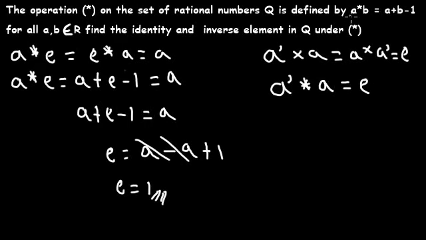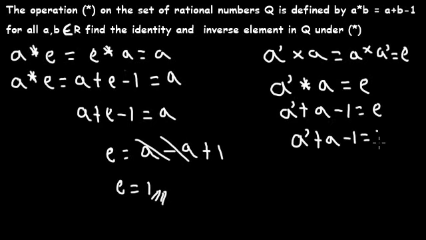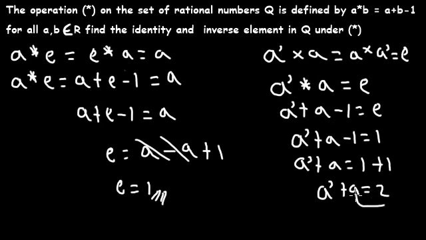Now from the definition of the operation, combining the two gives us A prime plus A minus 1 equals E. However, we found E earlier to be equal to 1. Therefore, A prime plus A minus 1 equals 1. And when the 1 is taken to this side, we have A prime plus A equals 1 plus 1, so A prime plus A equals 2. And taking this A to the other side as well, we have the inverse element equal to 2 minus A. And that is the solution to this problem.